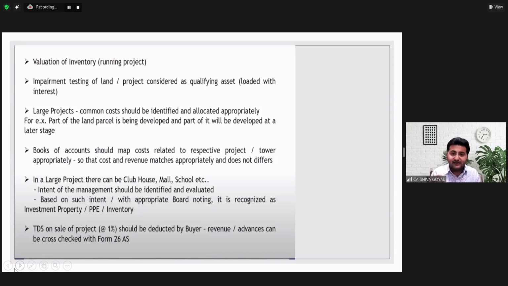So whatever it does in the RERA, you need to disclose, and you need to check in the returns filed or the disclosures made in the RERA Act. And books of account should also map cost to the related project. For example, the cost is being incurred for tower A, but in the books of account it is being allocated to tower B.